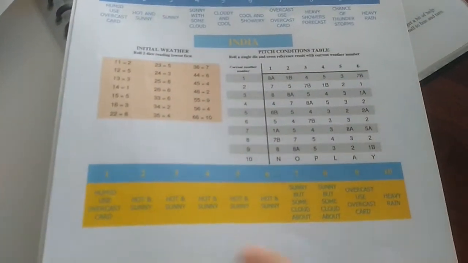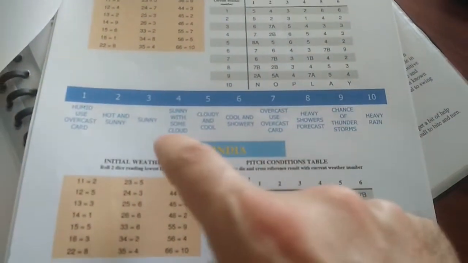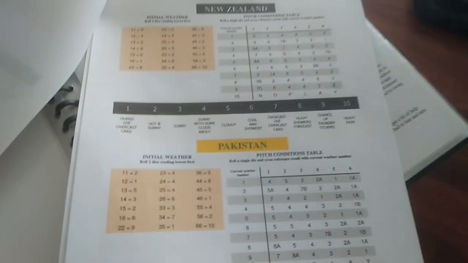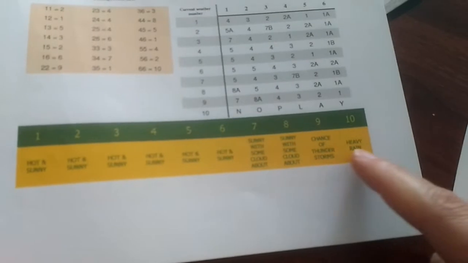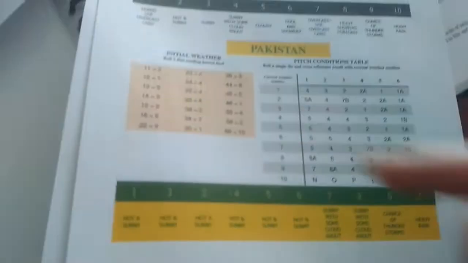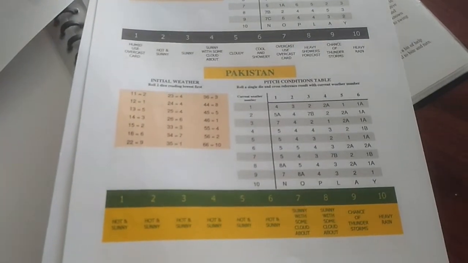So in India, there's more hot and sunny days. If you go to England, you can see it's more cooler, more chance for showers and rain. So the different sort of countries have different weather patterns. Here in Pakistan, 6 out of the 10 is hot and sunny. So there's going to be different effects in different places where you live or where you're playing the game.